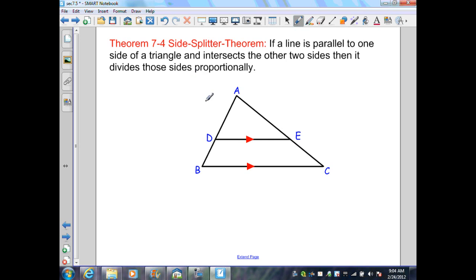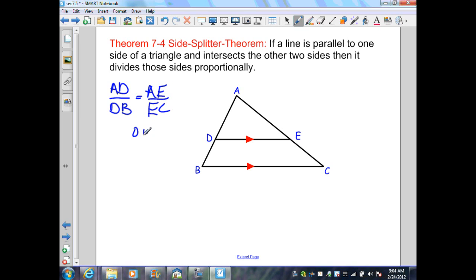But this theorem states that I can set up a proportion of the two sides, which would mean I have AD over DB, and that's equal to AE over EC.